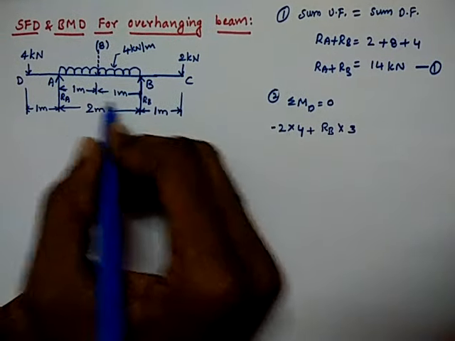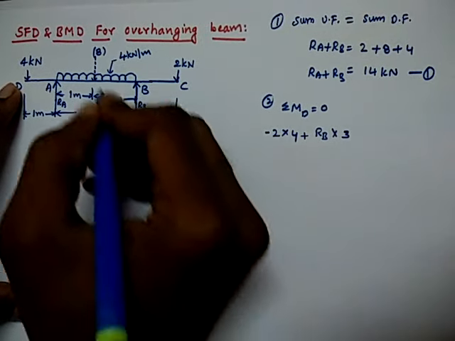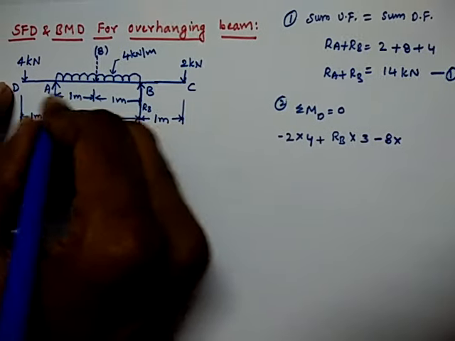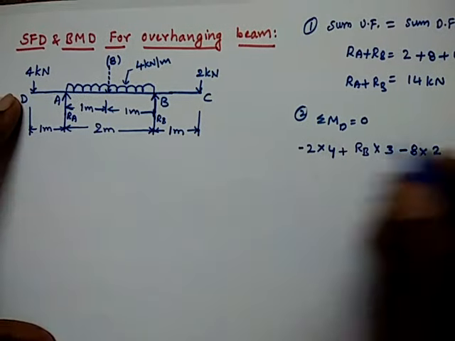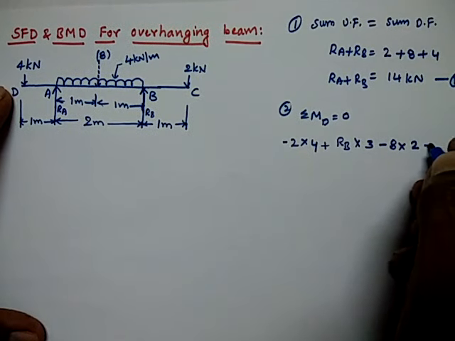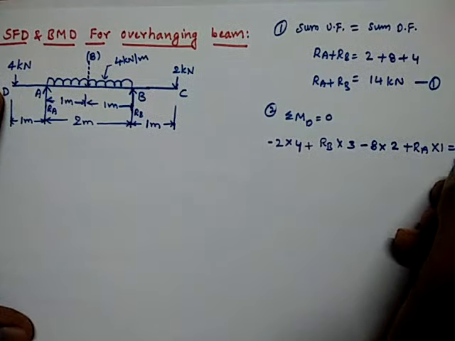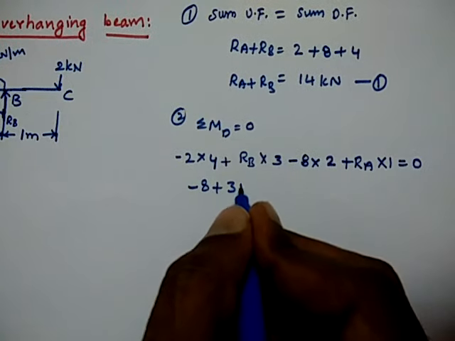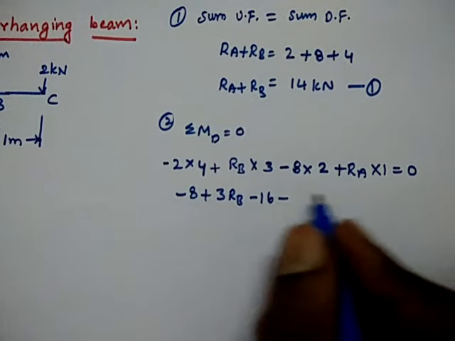When you calculate the moment here, this will create a clockwise, or hogging, moment, which we take as negative. So minus 8 into distance, 1 plus 1 is 2. Next, one more force is there, RA. It creates a sagging or anti-clockwise moment about D, so we take it as positive. Plus RA into the distance between these two points, which is 1, and it should equal 0. Writing this out: minus 16 here, plus 3 times RB, and RA.